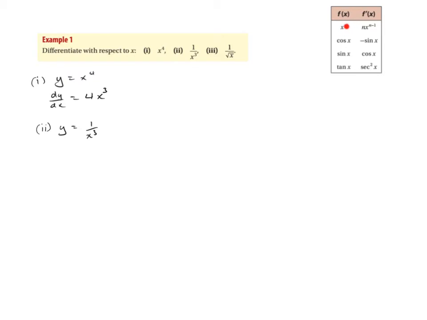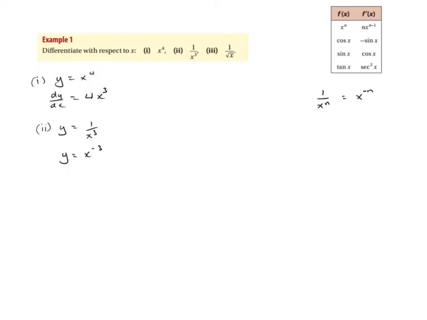Now what we can do here is use our index laws, and the index law I'm going to use is that 1 over x to the n is exactly the same as x to the minus n. We've done that in indices. I'm going to use that for part 2 here. So you can see we have y is equal to 1 over x cubed, which means I can rewrite this as y is equal to x to the minus 3, using the rule I've just stated. That now means I have it in the form of x to the power of n, where in this case my n is equal to negative 3. Notice I have not differentiated yet, so it's still y is equal to x to the minus 3.